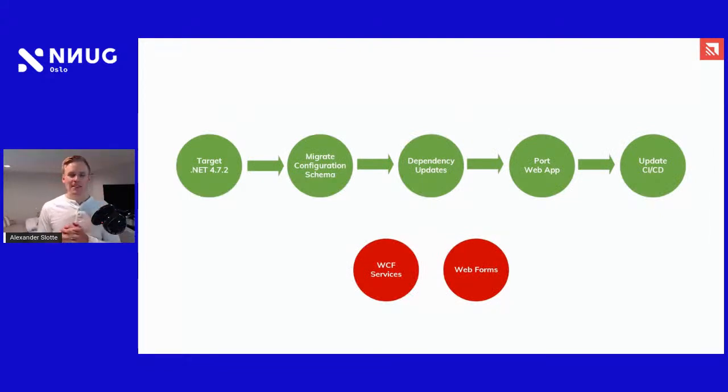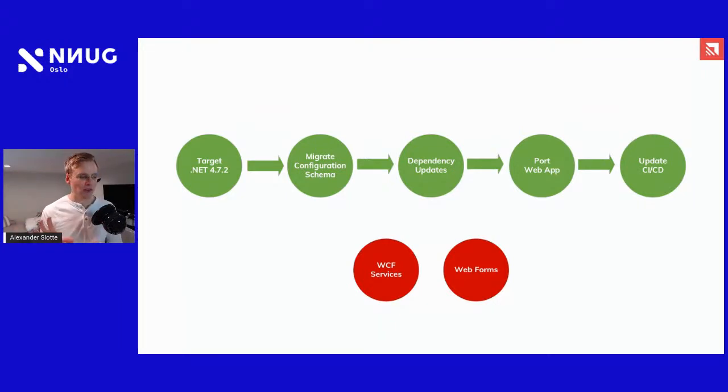This is the general flow of things we wanted to do when we went from A to B. I will go through each of them in more detail, but I wanted to show you the full picture and talk about what those steps are first. First, of course, is to go to .NET 4.7.2, then migrate the configuration schema, update your dependencies, port your web app, and update your CI/CD processes.